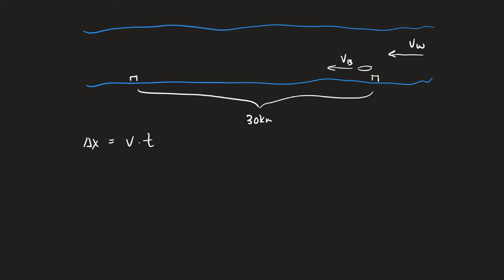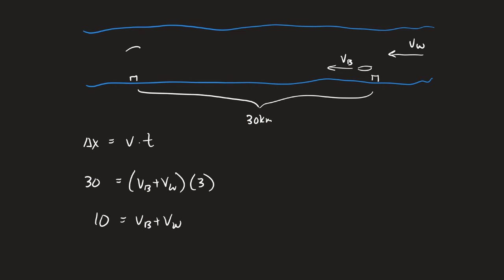Now, in this circumstance, it travels downstream, so the velocity of the boat relative to the shore is the velocity of the boat plus the velocity of the water. Right? So it's going with the current of the water. And we know that it'll travel that 30 kilometers in 3 hours. Everybody okay so far? So that means the velocity of the boat plus the velocity of the water equals 10 kilometers per hour.